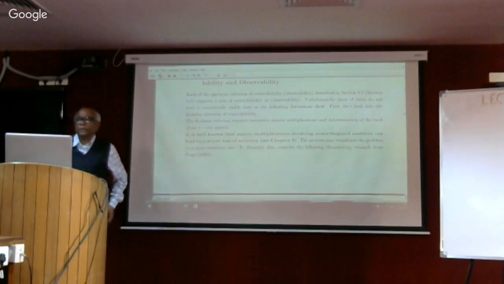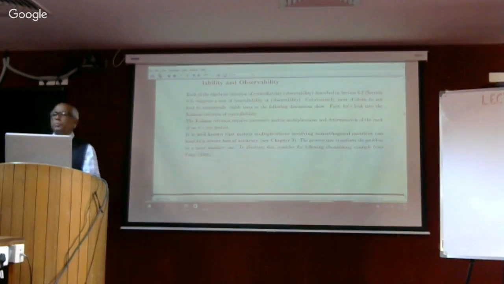Let's see how effective the Kalman criterion of controllability is from the computational point of view. Well, to form the controllability matrix [B, AB, etc.], first of all you have to compute different powers of the matrix A. Actually, you have to compute up to the n minus 1 power of A, which is a formidable computational task if A is of order higher than 3 or 4. Second, you have to multiply each time by matrix B.